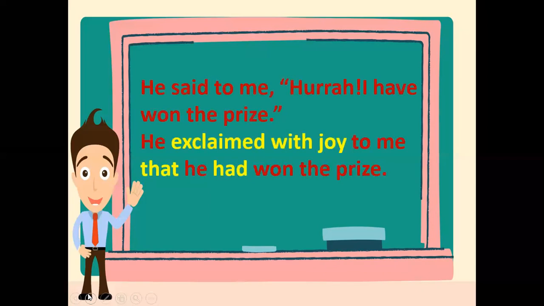And now what tense are we going to change? So have won will be changed into had won. We have already learned all those rules related to change of verb in indirect narration. So our answer will be, he exclaimed with joy to me that he had won the prize, because this sentence is showing us happiness or joy.